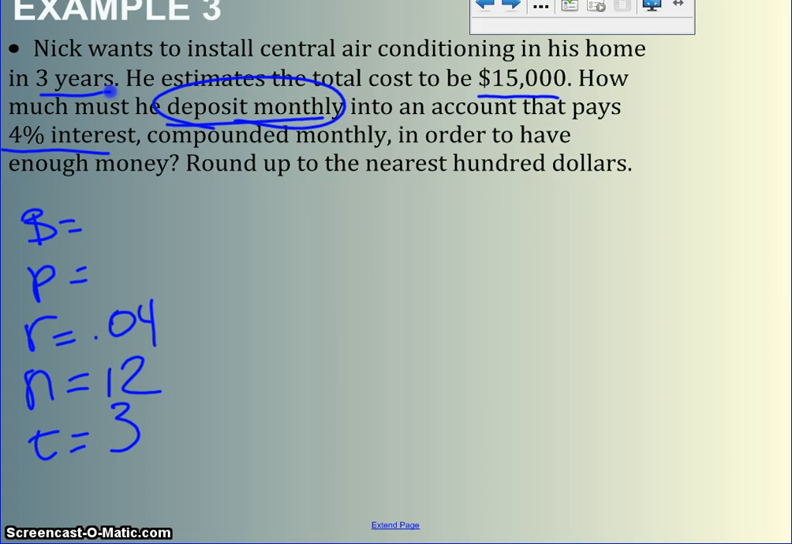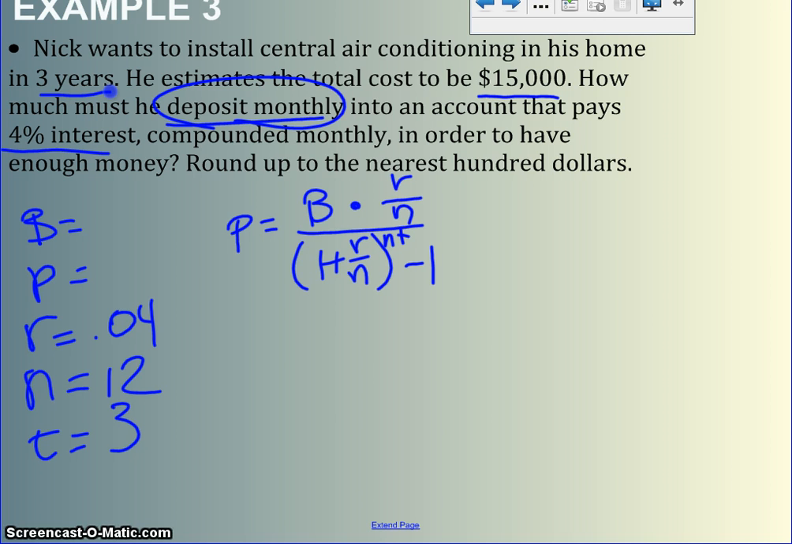So we've got a new equation again, a little bit more involved than the previous one, but very similar. So it's principal equals the balance times the rate divided by the number of times compounded, all over 1 plus the number of times compounded, the rate divided by the number of times compounded, to the number of times compounded times the time minus 1.